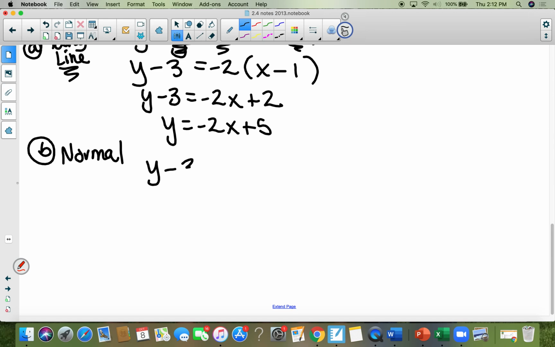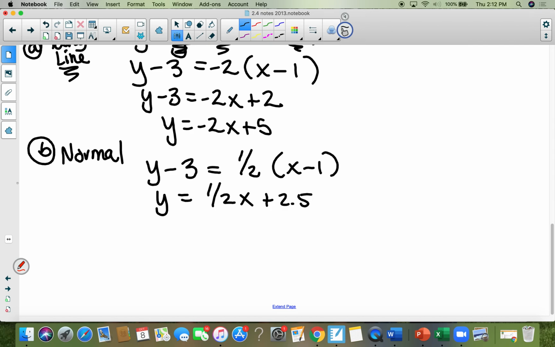You're going to do y minus 3 equals something times x minus 1, and the normal changes to a slope of 1/2, right? They have to be opposite reciprocals of each other. So you're going to get y equals 1/2 of an x minus 1/2. Minus 1/2 and add 3 makes 2.5. Final answer.